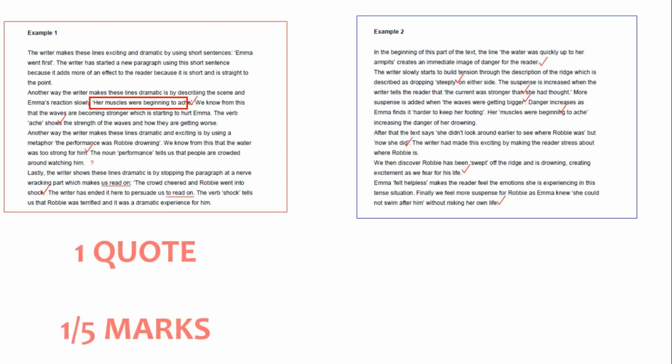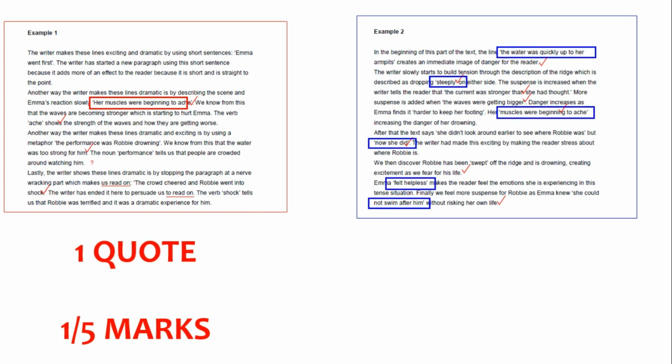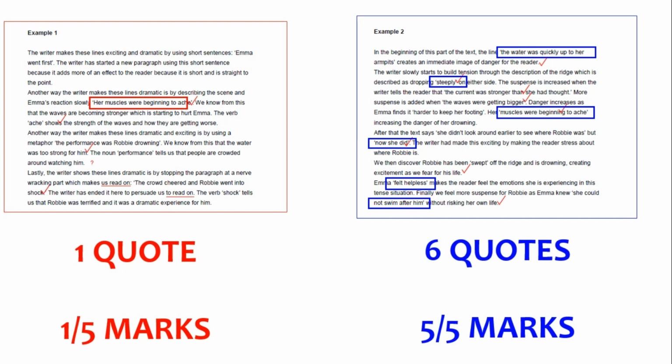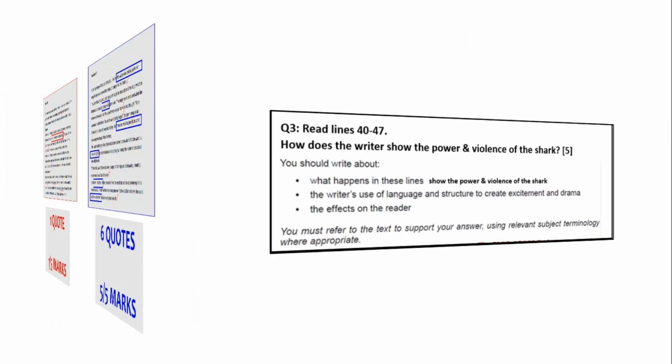The person on the left has used 1 quote. This means they get 1 out of 5. So even if they did quite a good answer, the fact that they've not shown a lot of quotes means they're narrowing what they can get. However, this person on the right did 6 quotes, and the students are relatively similar in terms of ability, but because the student on the right has used lots of quotes, they've got a higher mark. So that's what you should do: as many quotes as you can.